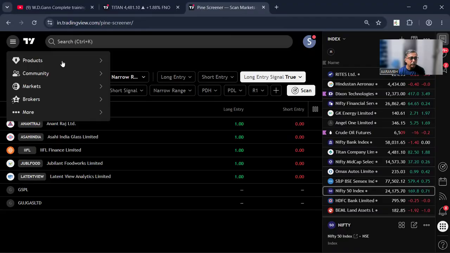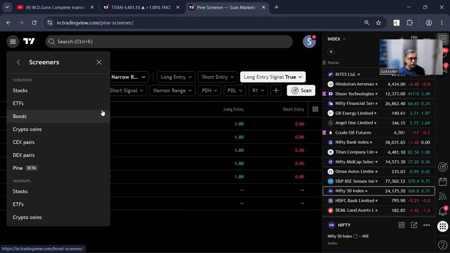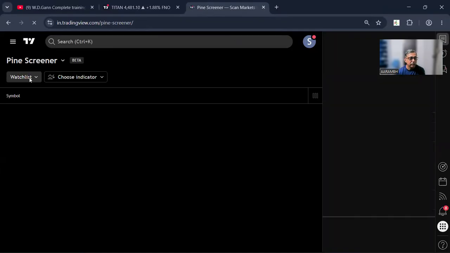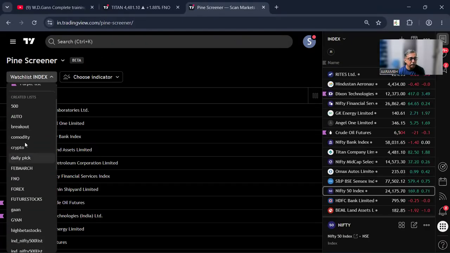Click here, click on products. Here you'll get screener. Just click on screener, then you'll get Pine beta. Just click on Pine beta. Then there is a watch list. Whatever stocks watch list you have created, Nifty 500 or any other, for example, I have created so many watch lists. Out of that, I want to do scanning only in FNO stocks.